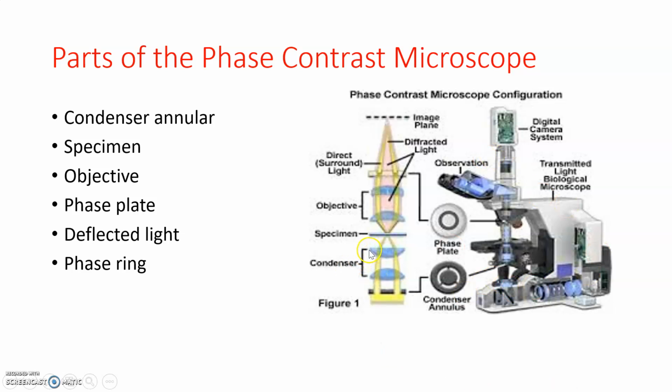These two are the condenser, which are placed at the bottom. Then the specimen. This is the specimen and these two are the objectives, which direct the surrounding light, that is the diffracted light, and the image plane.